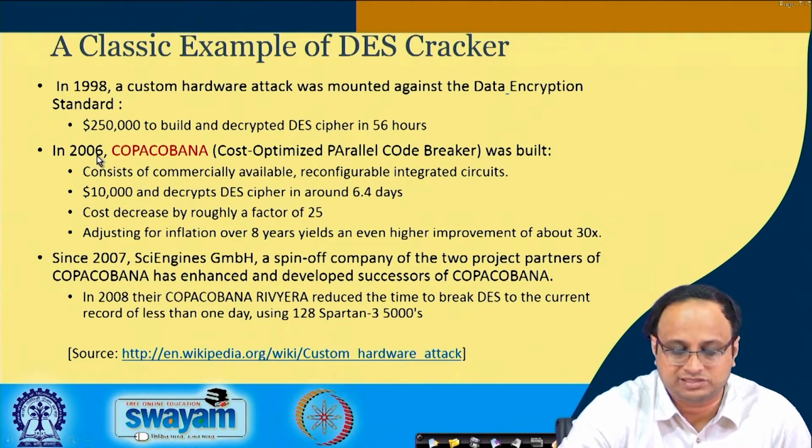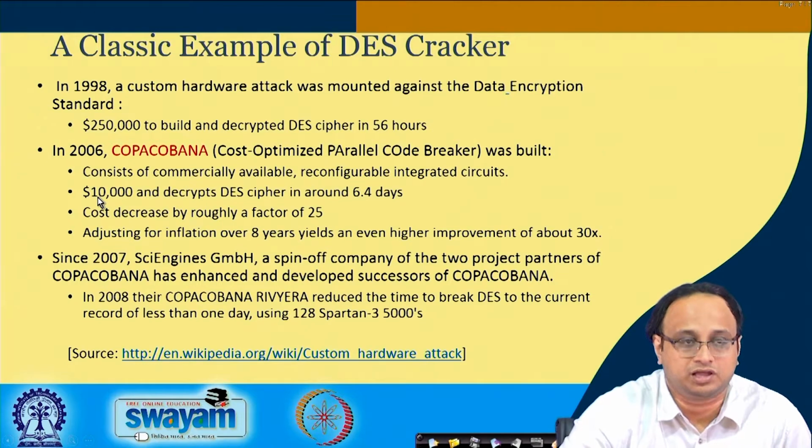Later, in 2006, there was an effort called Copacabana, which stands for Cost Optimized Parallel Code Breaker. It was built on commercially available reconfigurable integrated circuits, and the cost reduced to something like $10,000, and it decrypted a DES cipher in around 6.4 days. So the cost decreased by roughly a factor of 25. If you adjust for inflation over 8 years, the improvement is probably around 30x.